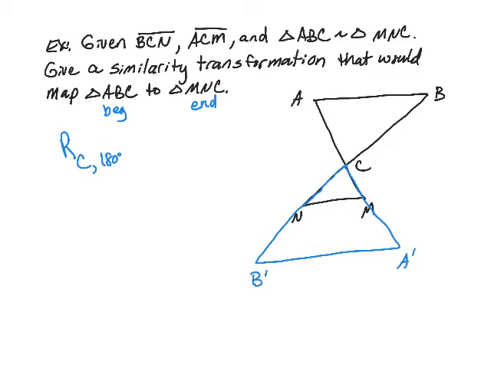After that, all I need to do is dilate. So then you're going to dilate from C. My scale factor again is end over beginning. So I could say MN over AB. That's my scale factor. So that only took two things. It took a rotation and it took a dilation. And remember, it's always end over beginning.